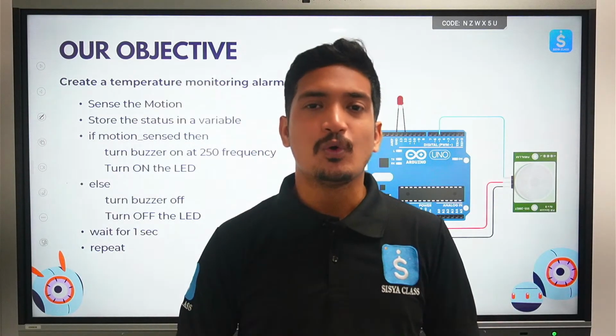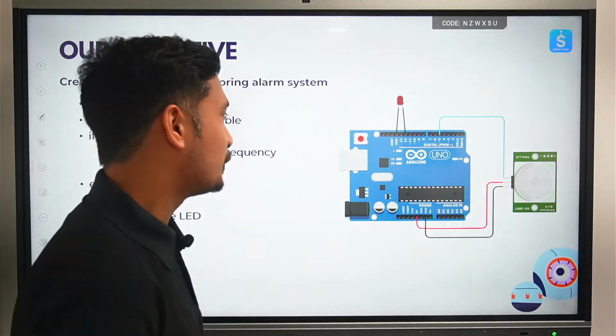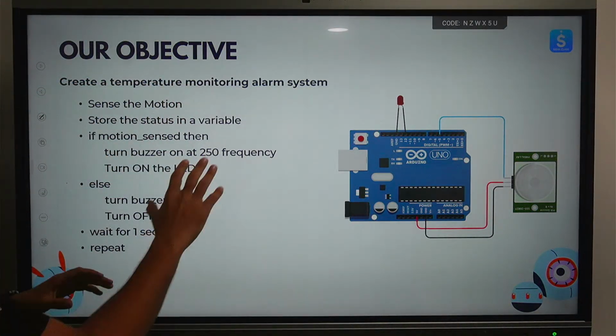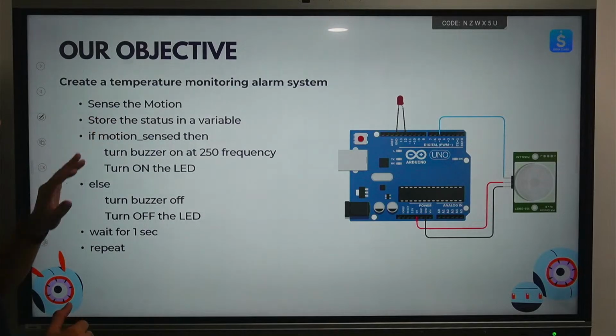Now let's talk about the code, the program pseudocode. So create a temperature monitoring alarm system. We have already talked about the design. Now we'll be talking about the pseudocode. The pseudocode will look something like this.